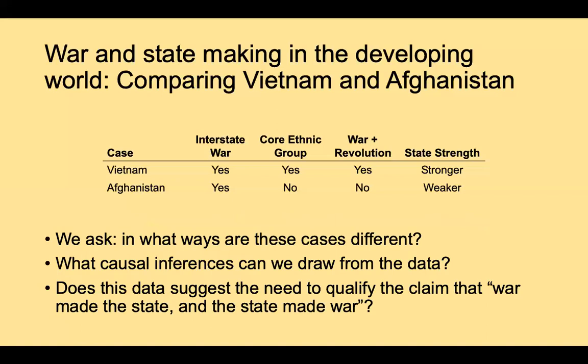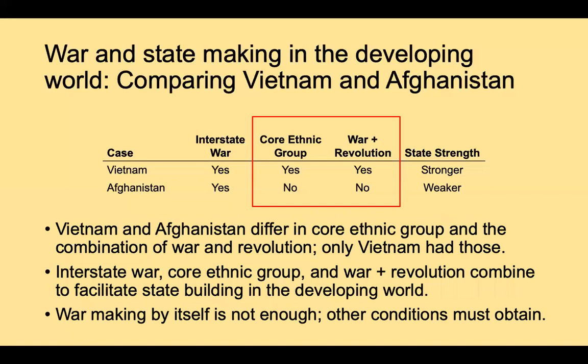And so, as before, when we approach data like this, we ask ourselves, in what ways are these cases different, and what causal inferences can we draw from the data? And then finally, at last, it forces us to consider whether we need to qualify the claim that war made the state and the state made war. And it does force us to qualify that claim. It forces us to consider what other factors have to obtain for interstate war to produce the outcome of state formation that we expect it to produce.